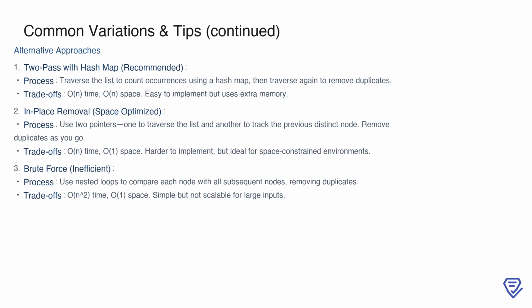Lastly, there's the brute force approach, where you use nested loops to compare each node with all subsequent ones, removing duplicates along the way. While this method is straightforward, it has an O(n)² time complexity, making it unsuitable for large inputs. Understanding these trade-offs helps you choose the best solution based on the problem's constraints and requirements.